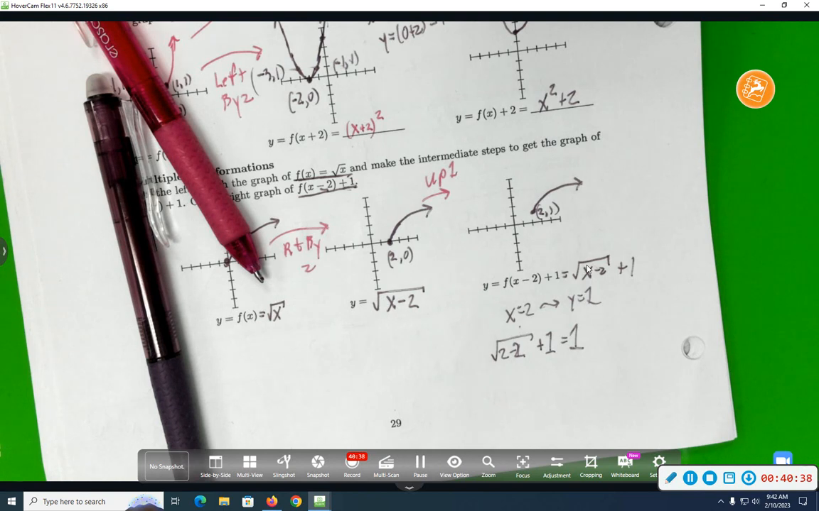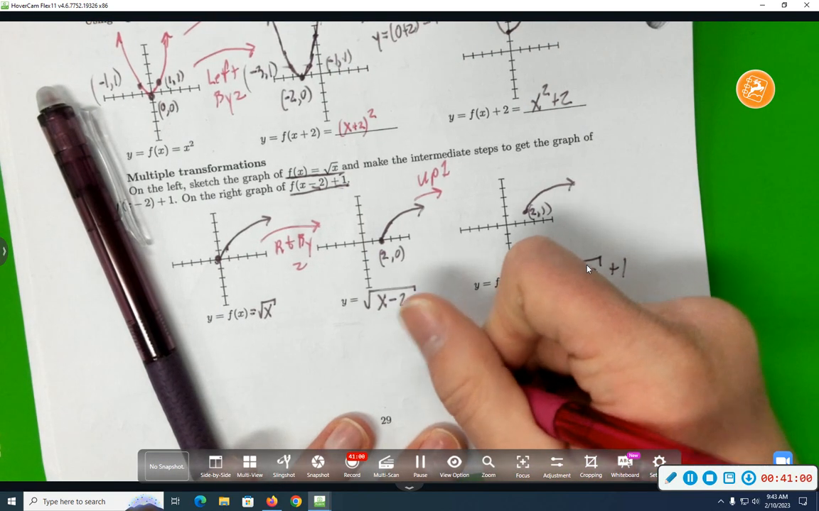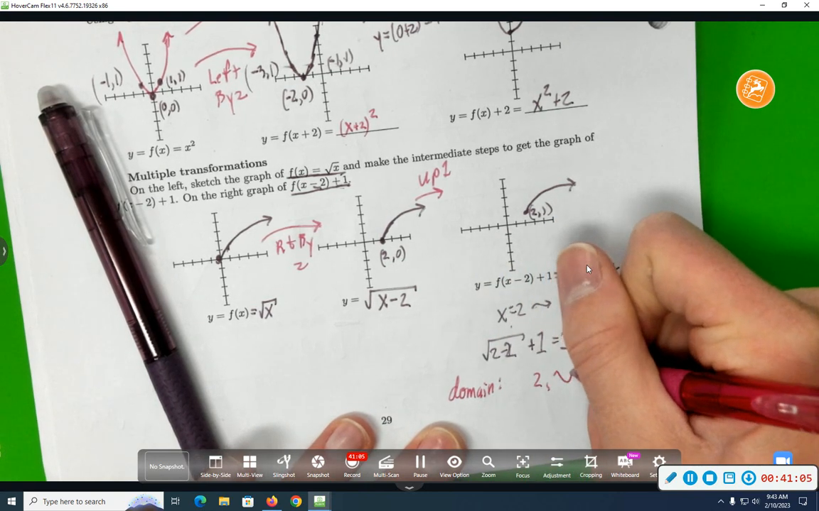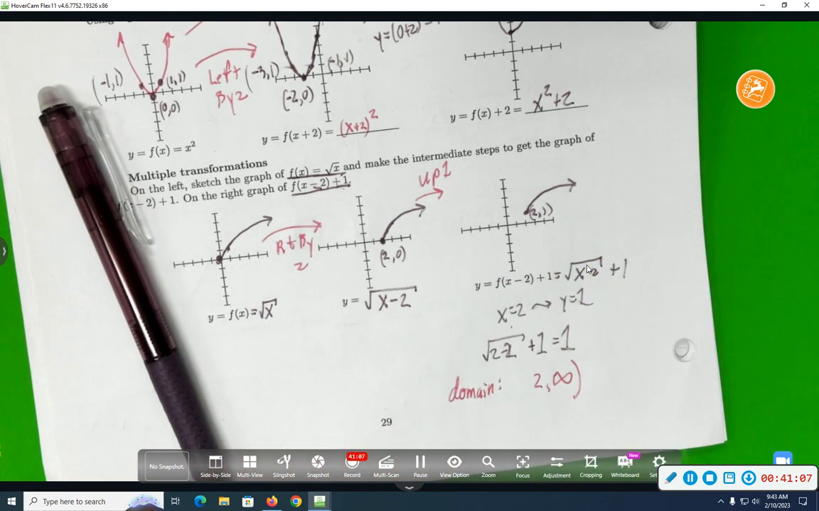Let's see if the domain is correct. By looking at the graph, what does it look like the domain is? The domain is what x values are on the graph. What x values do you see on this? Yeah, 2 to infinity. Including or excluding 2? Including 2.